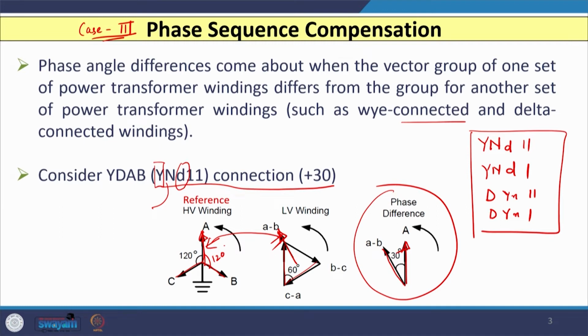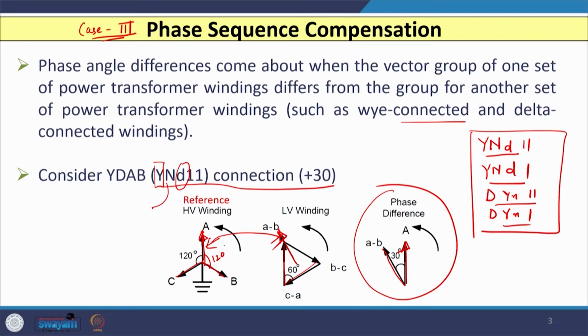So, now let us consider the third case, that is the phase sequence compensation in digital relay. When we consider the digital relay, we know that there are different vector groups in the digital relay. Whenever we have winding connections, particularly like delta star 11 or maybe star delta 1 or delta star 11 or delta star 1, then we have to compensate the phase shift that exists between the LV winding and HV winding. So, let us see how we can achieve this.